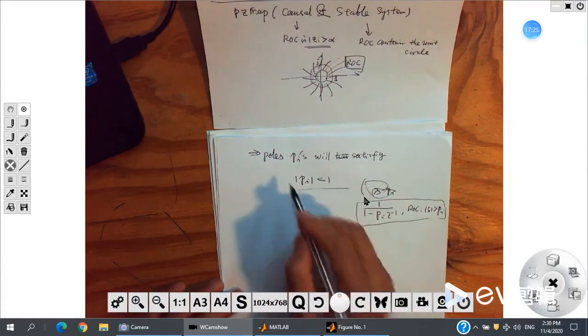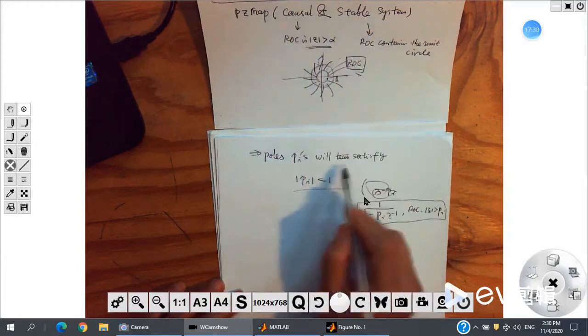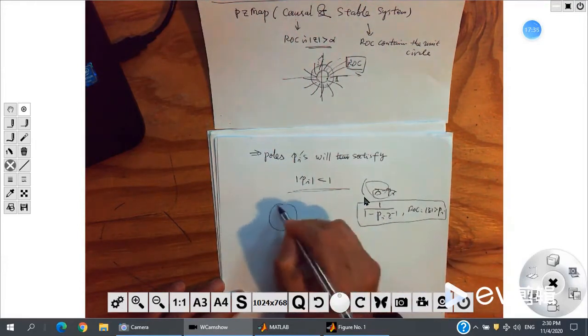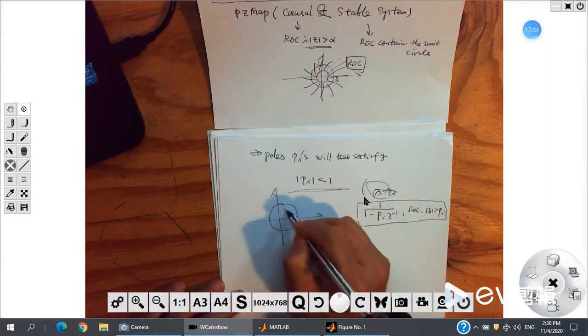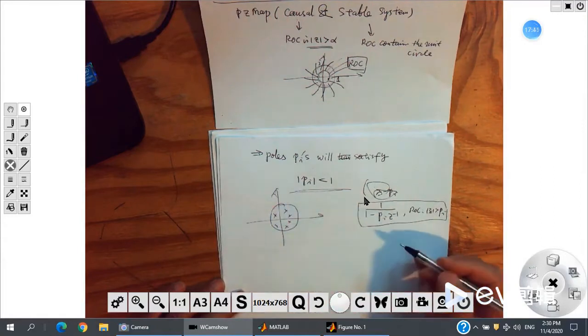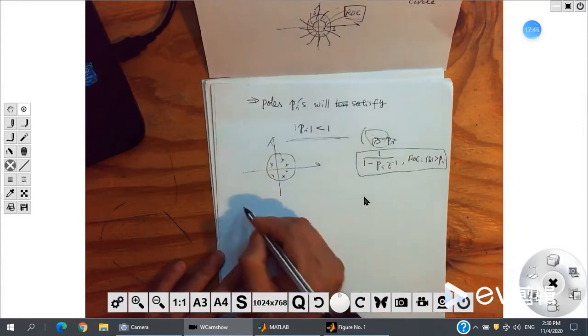So all the poles of a causal and stable system satisfy this condition: they are located inside the unit circle. Some points like this, inside the unit circle. Okay, this is for the causal and stable system.